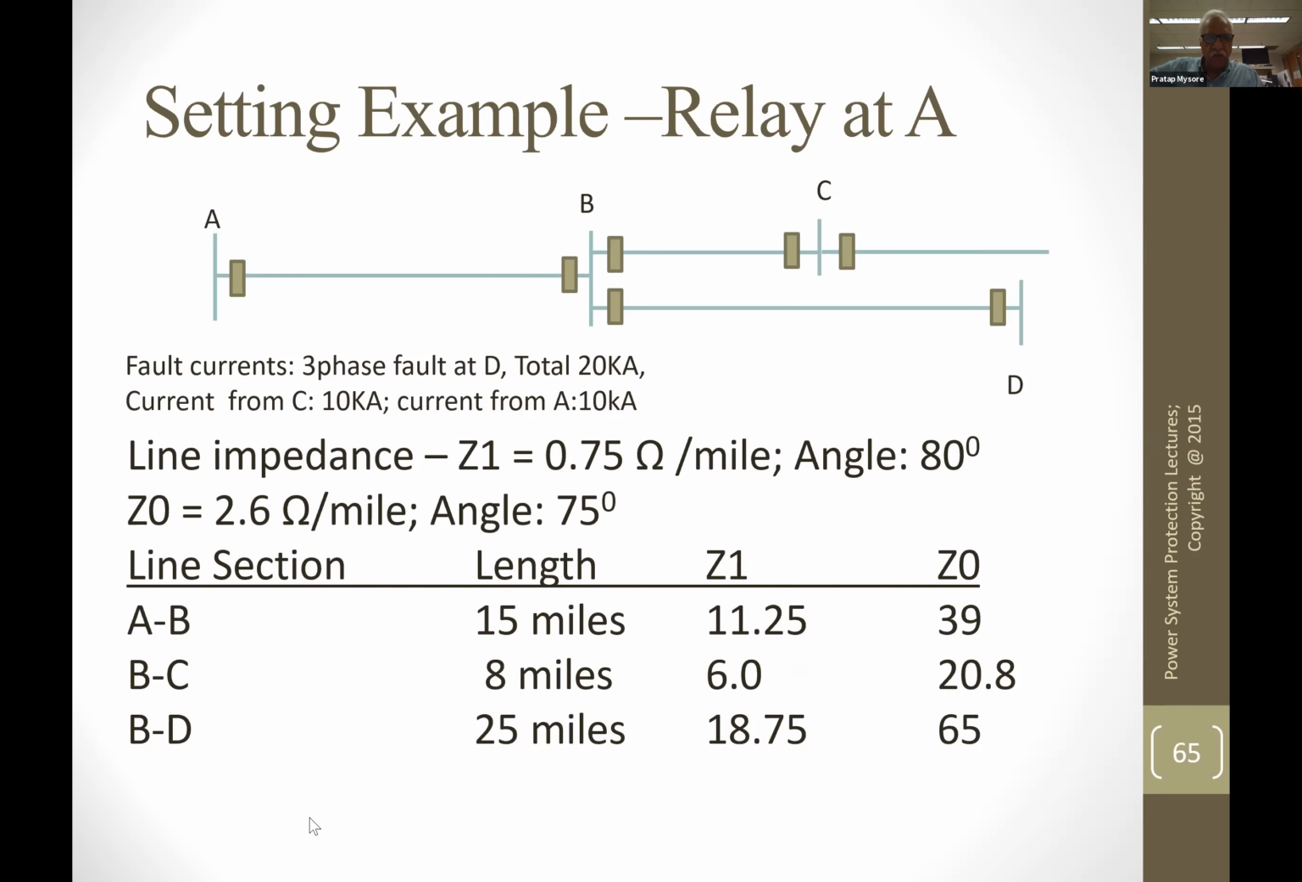So this is what they have given us. And then the line angle is 75 degrees. Line impedance is 80 for positive sequence, and angle is 75 degrees for zero sequence impedance.